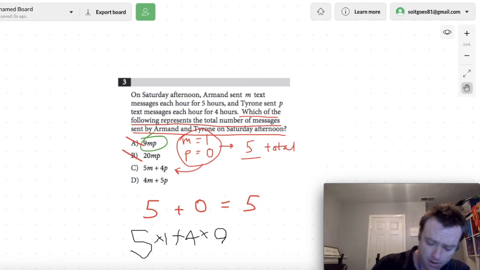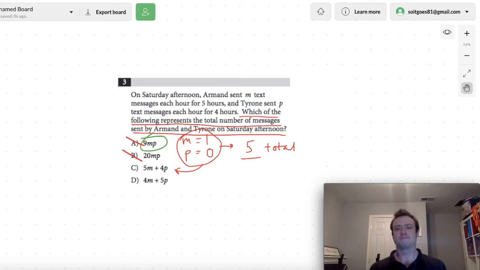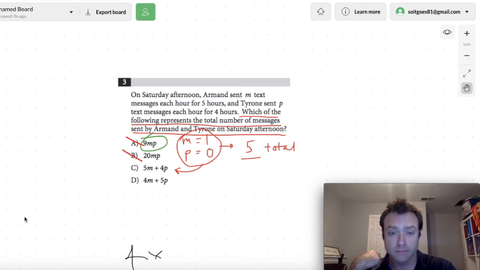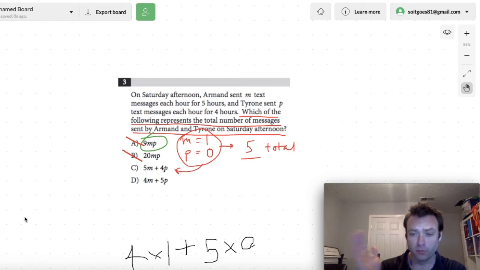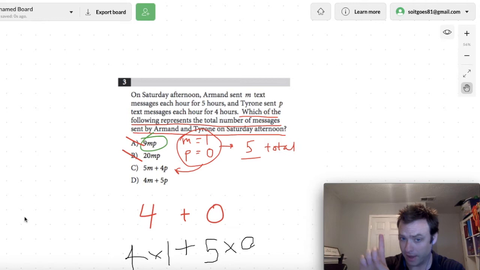All right, so let's plug in 1 for M and 0 for P in answer choice D now. Looking good. Let's do the same thing here. Order of operations: before we do any addition or subtraction, we have to do the multiplication first, since addition and subtraction come at the end of PEMDAS. So what's 4 times 1? 4. And what's 5 times 0? 0. So we get 4, not 5. Answer choice D is gone. We can confirm it's answer choice C. Any questions about that?